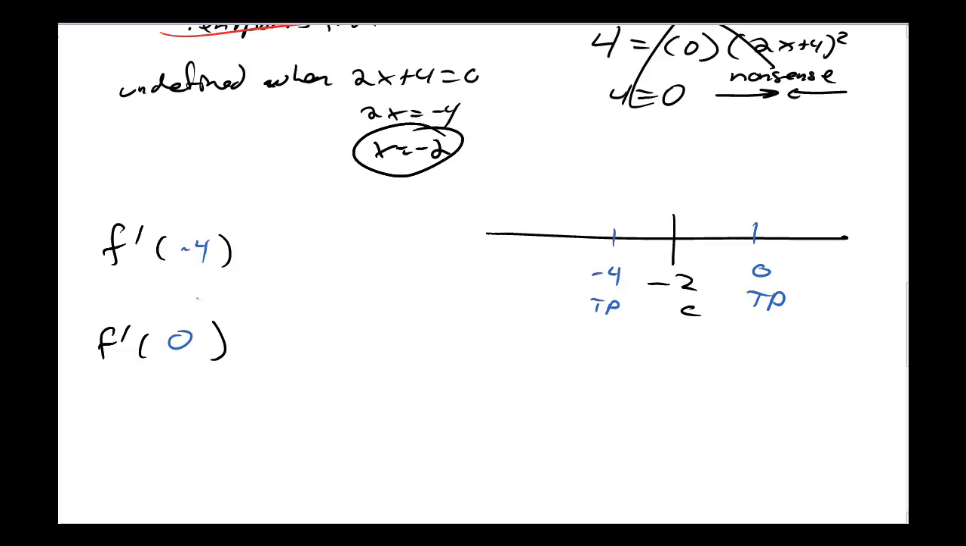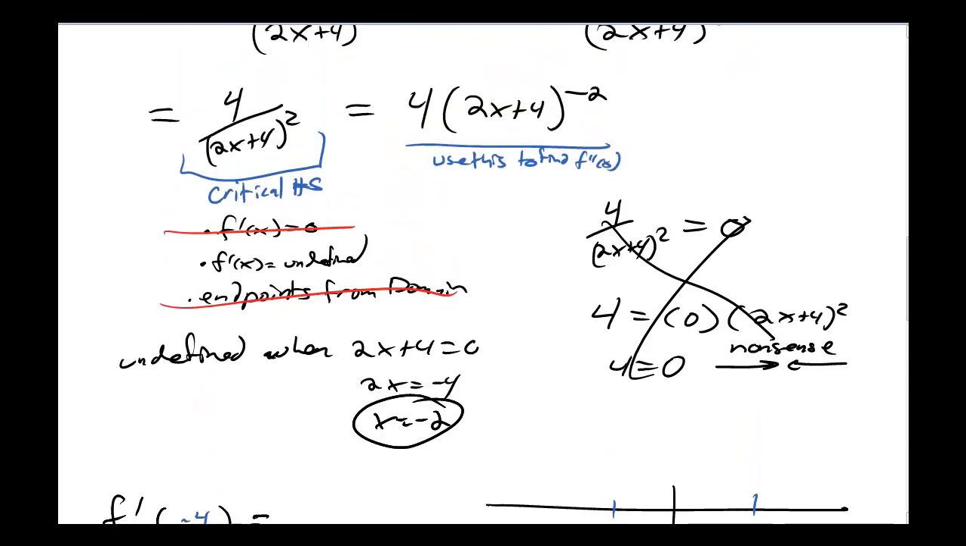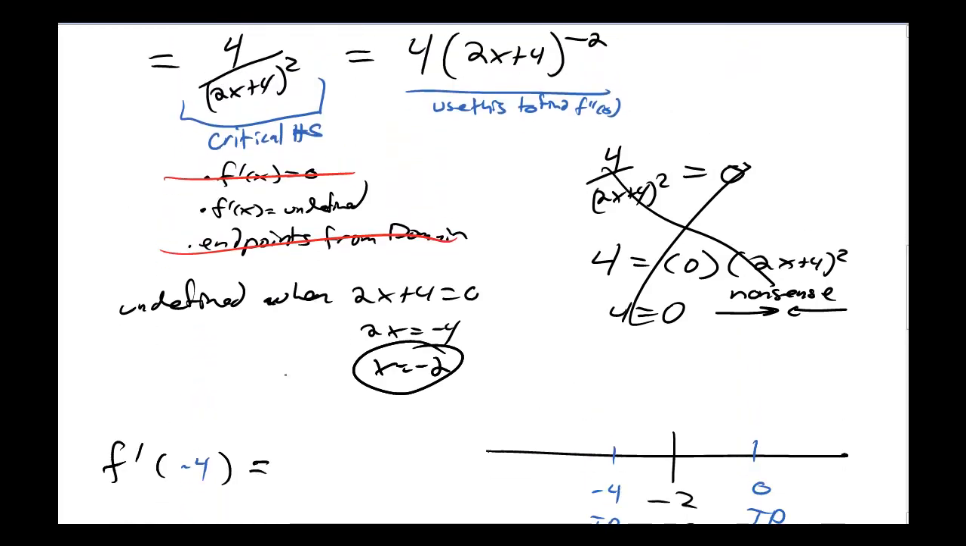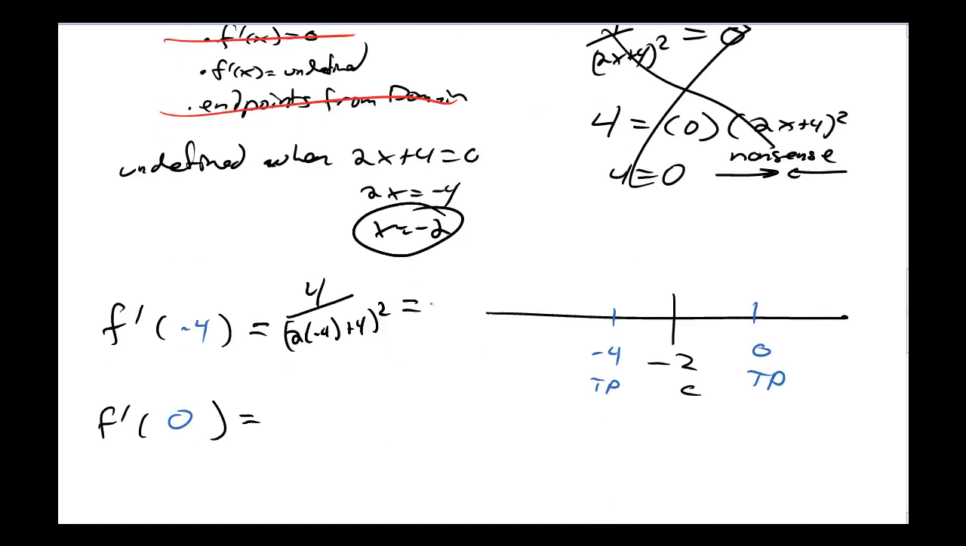I don't care about what exactly I get out of the first derivative, I just care about whether it's positive or negative. So I take minus 4, I plug it into the first derivative, and that's going to give me 4 over 2 times negative 4 plus 4 squared. And at the end of the day, because I'm squaring everything in the denominator, this will leave me with a positive, which means my original function is increasing from negative infinity to minus 2.